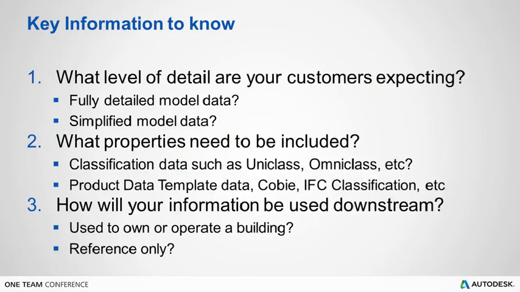Again, that's a key thing within that cycle, if you like, as we translate that data into the architectural world. Having the right level of detail that's fit for purpose is very important. So from a manufacturing point of view, you as a manufacturer supplying into architects from a BIM perspective, what level of detail a customer is expecting is obviously a key one. Another point is what property information needs to be included. So classification data such as Uniclass, Omniclass, etc. Product data templates, COBie information.